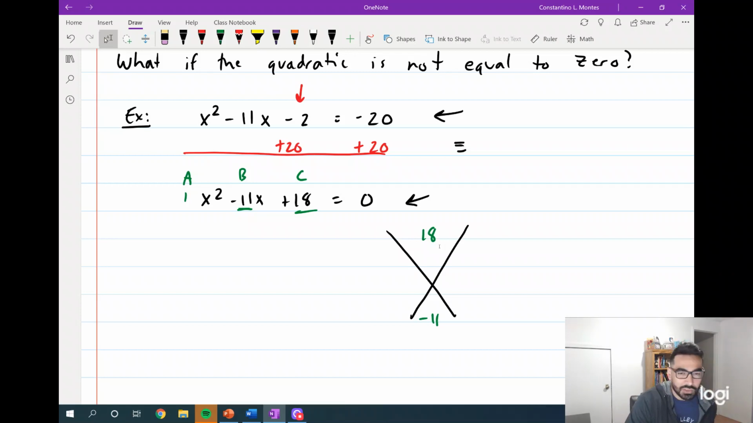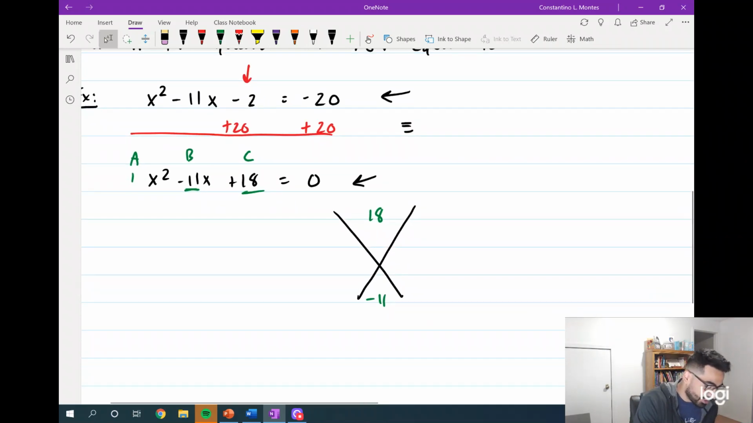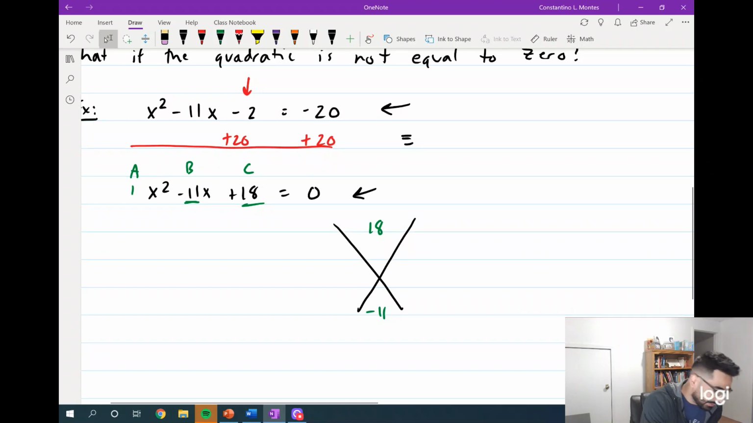So what two numbers multiply to give me 18 but add up to negative 11? Well, let's check. I'm going to start writing some down. I'm trying to make sure my face doesn't cover up the work. So let's go with 6 times 3. 6 times 3 is 18. However, 6 plus 3 is 9. Doesn't work.